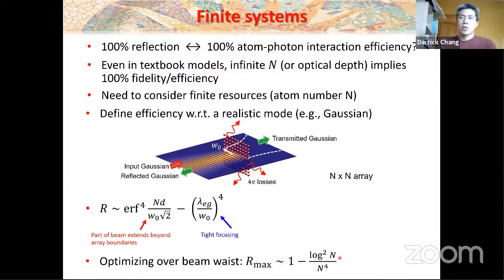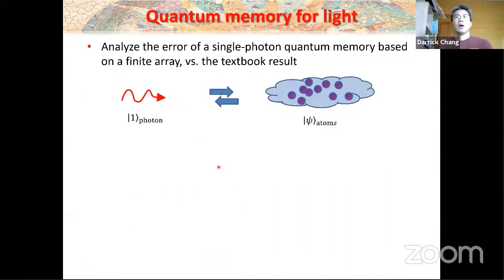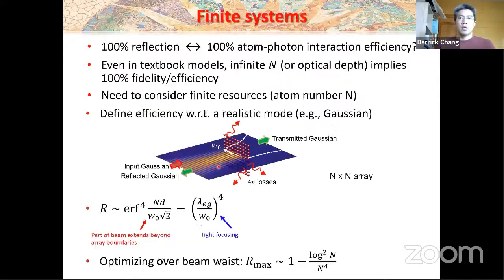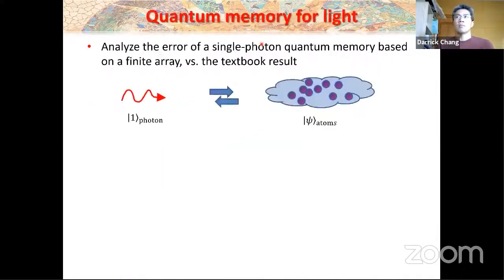And if you just do the analysis more carefully, what you find is that the maximum reflection you can get is 1 minus a small error, where the error goes like 1 over n to the 4, where again, n is the linear number of atoms in the array. Okay, so that seems pretty promising that at least in principle I can get almost a perfect reflection, and then maybe I can try and interpret that as almost 100% efficient atom-photon interaction.